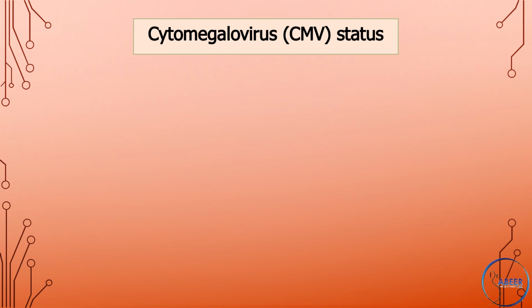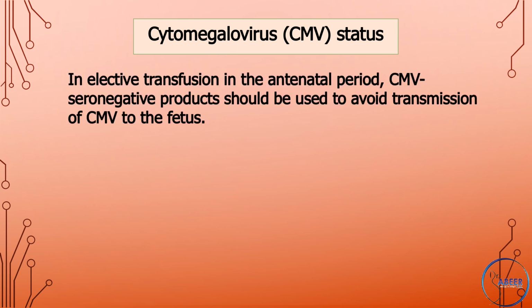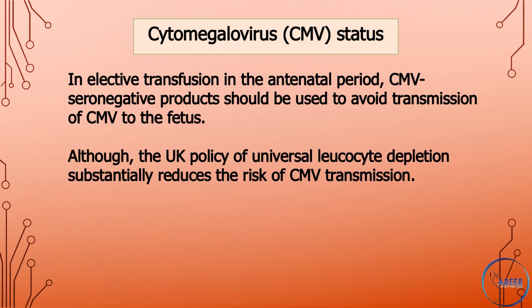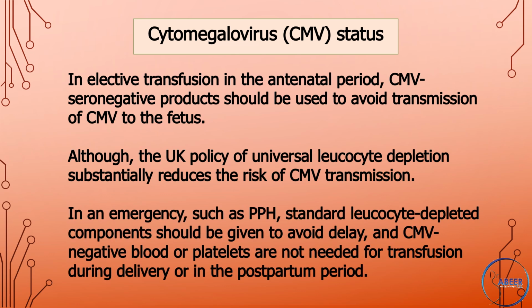Cytomegalovirus, or CMV, status. In elective transfusion in the antenatal period, CMV seronegative products should be used to avoid transmission of CMV to the fetus, although the UK policy of universal leukocyte depletion substantially reduces the risk of CMV transmission. In an emergency such as postpartum hemorrhage, standard leukocyte-depleted components should be given to avoid delay, and CMV-negative blood or platelets are not needed for transfusion during delivery or in the postpartum period.